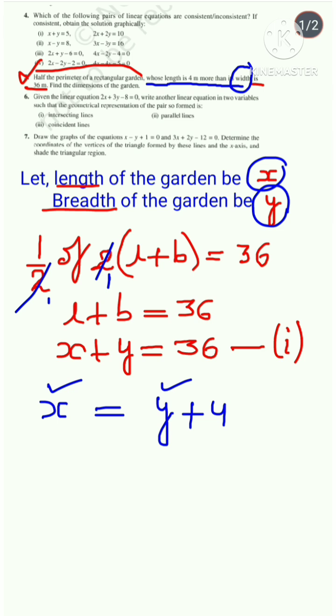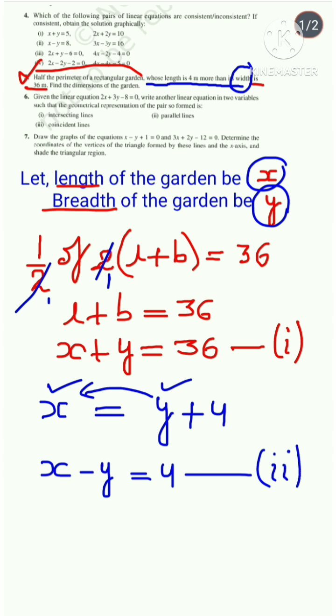Now it can be arranged like this: x, and this y comes to LHS and becomes minus y, equal to 4. Now this is our second equation. Now we have to solve these two equations graphically. For that, let's proceed to the next page.